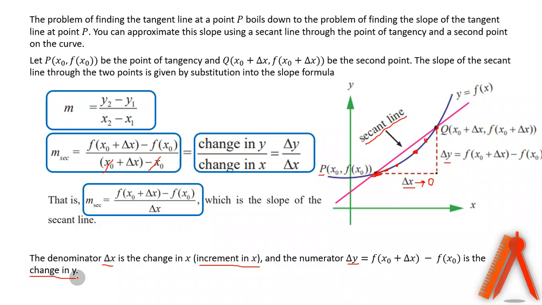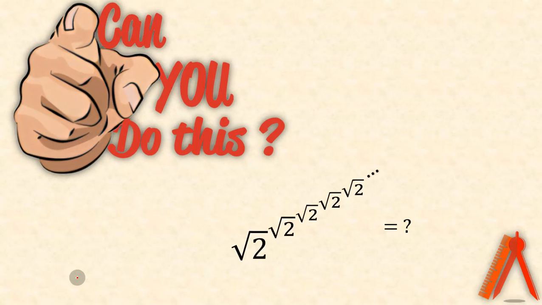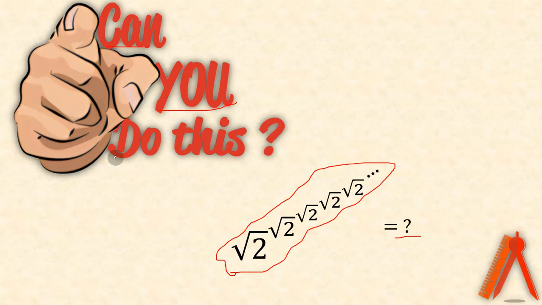I also have a problem: can you solve this? Square root of 2 raised to the power of square root of 2, which is raised to the power of square root of 2, which is once again raised to the power of square root of 2, and so on, moving to infinity. This is like a series. What would be the value of this overall thing? Is it equal to infinity or something else? Can you really do this?